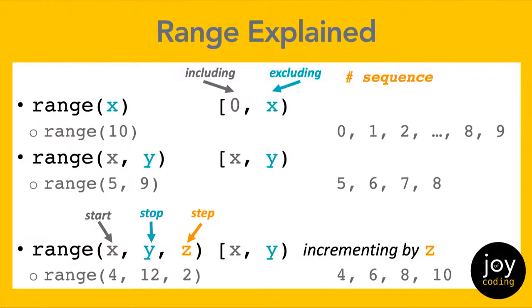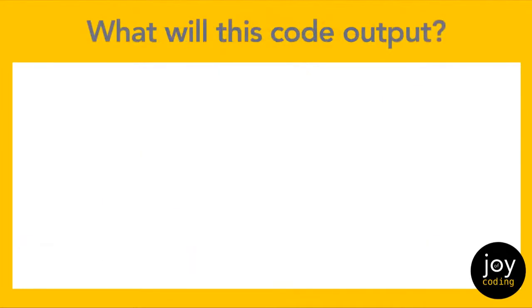That's the step. So it's going to go up by even numbers: 4, 6, 8, and 10. And remember, we go up through but not including 12, which is why 12 is not included in our sequence. So now what I'd like us to do is try on your own with some practice problems. If you're able to correctly predict the code's output, it demonstrates that you've mastered this type of loop.